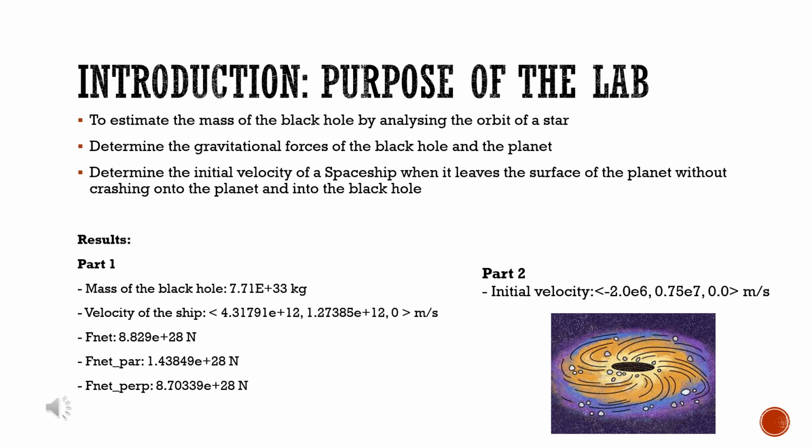In this lab, we're going to simulate the motion of a spaceship to determine its inertial velocity for a safe investigation of the black hole and its environments. Through this, we're going to estimate the mass of the black hole by analyzing the orbit of a star, and then we're going to determine the gravitational forces of the black hole and the planet, and we're going to determine the inertial velocity of a spaceship when it leaves the surface of a planet without crashing onto the planet and into the black hole. So this is the preview of the results for part 1 and part 2.